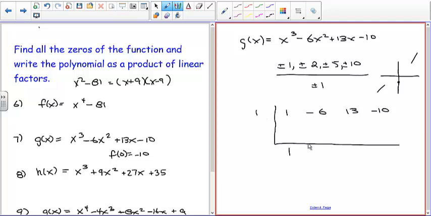Bring that up. 1 times 1 is 1. Negative 5 plus 1 is negative 6 plus 1 is negative 5. 1 times negative 5 is negative 5. 13 minus 5 is 8. 1 times 8 is 8. And then we get negative 2. So what that says is f of 1 equals negative 2. Okay, so that's going to be about right there.